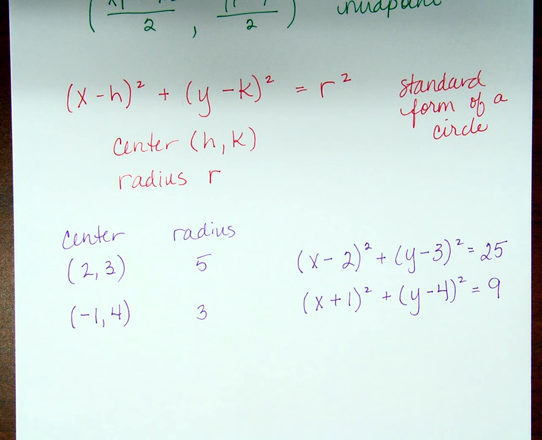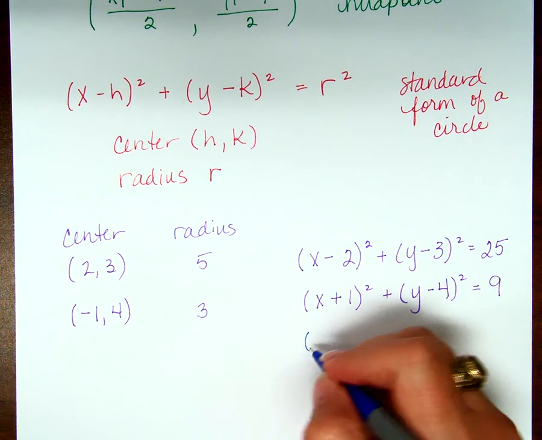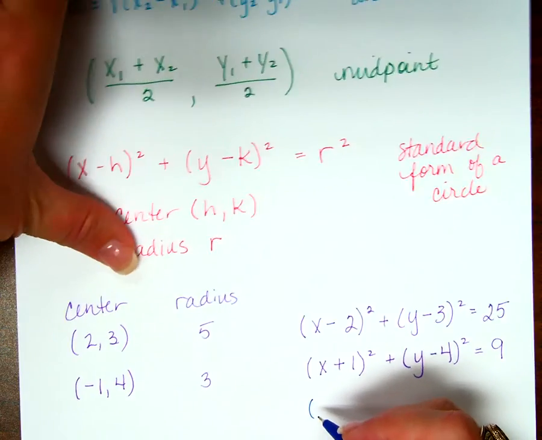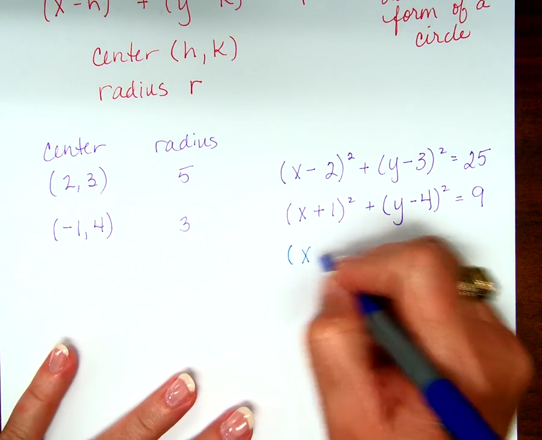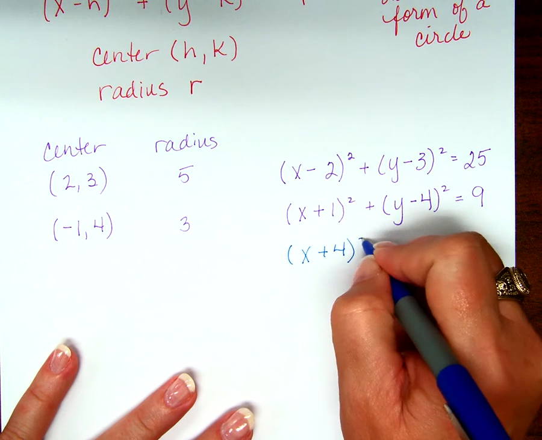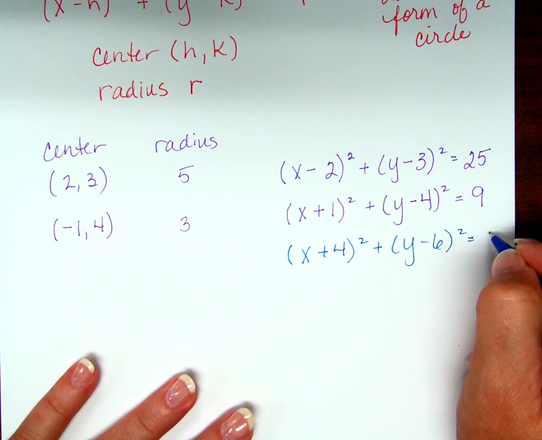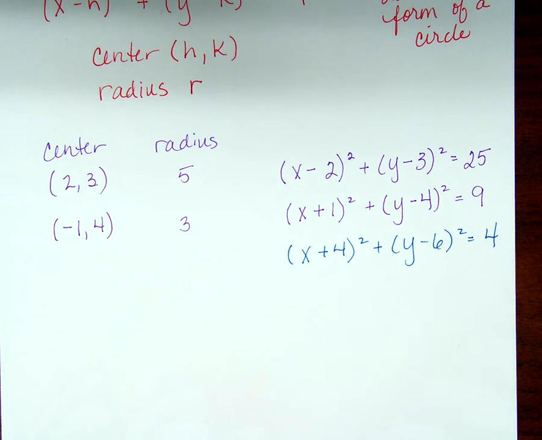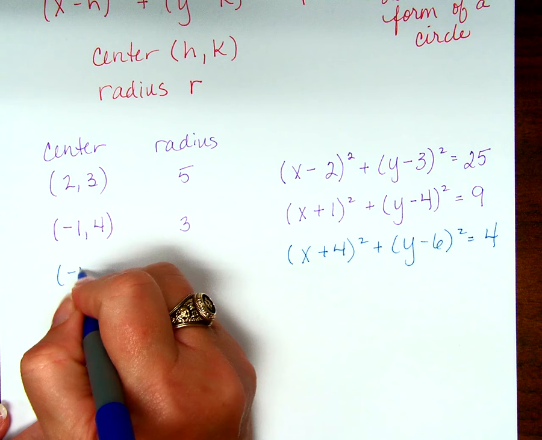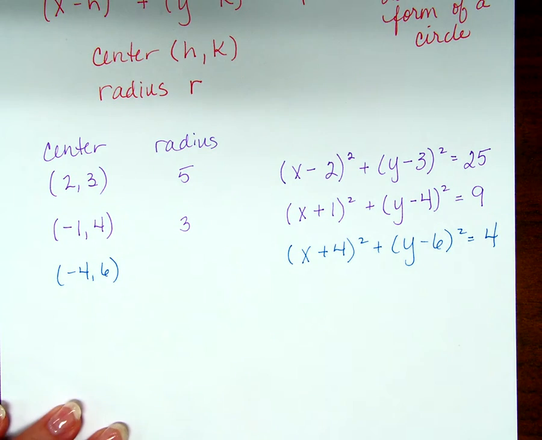Can you go the other way? If I say to you the standard form is x plus 4 squared plus y minus 6 squared equals 4. Can you tell me where the center is and what the radius is? Negative 4, 6, and 2.